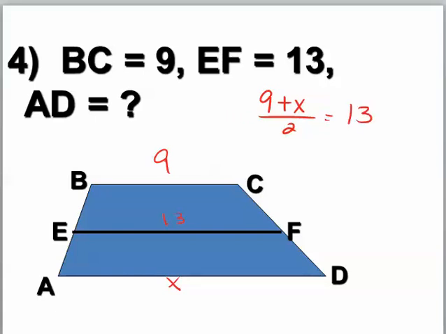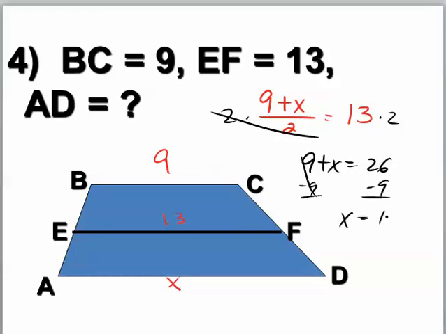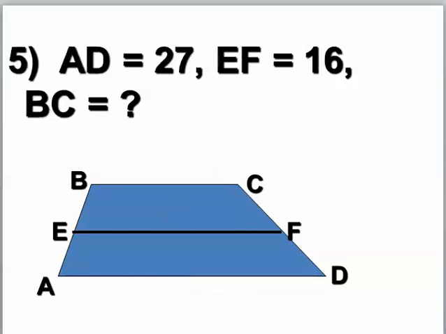I'm going to start by multiplying both sides by 2. So 9 plus X equals 26. And if we subtract 9, we find that X is 17, because 17 plus 9 is 26, divided by 2 is 13. So the length of AD is 17. You're plugging in the parts you know and then solving the equation.